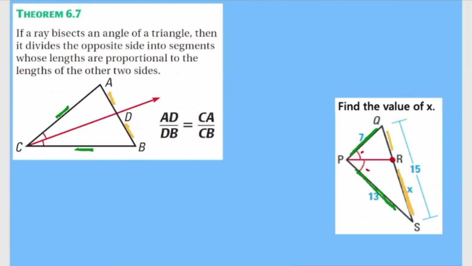One kind of awkward thing about this diagram is they didn't actually label this little piece, but if the whole thing is 15, but X is taken up right here, then this would be 15 minus X. We would take this entire 15, but then subtract off that X that's already labeled. So then we can say that the 15 minus X is to X, as 7 is to 13.